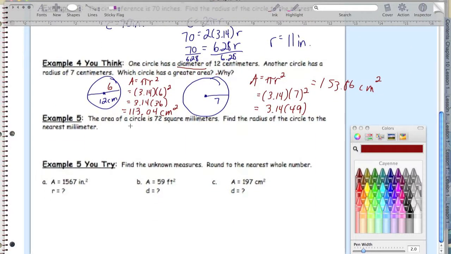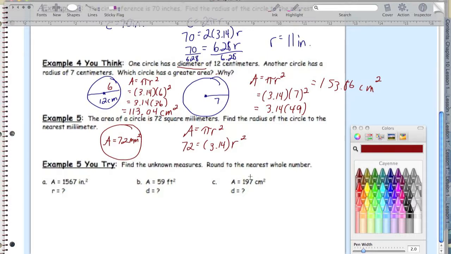The area of a circle is 72 square millimeters. So here's this whole thing. Area equals 72 millimeters squared. Find the radius of the circle to the nearest millimeter. So we're going to use our area formula, which is pi r squared. I'm going to substitute in what I know. I know the area is 72. Pi is 3.14. The radius I don't know. That's what we have to find, the radius, and it's radius squared.